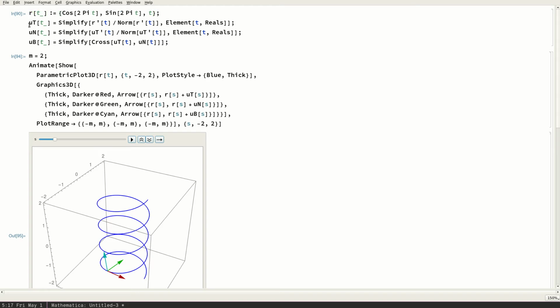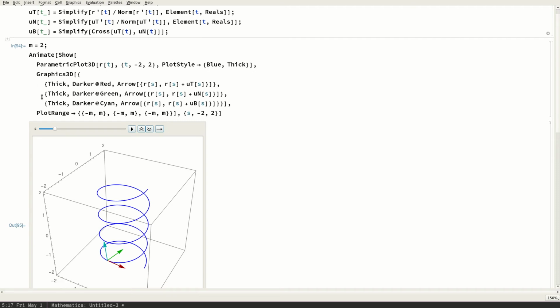And in Mathematica, I define the unit tangent vector. It's the derivative of the vector valued function divided by its length. The unit normal vector is the derivative of the unit tangent vector. And the unit binormal vector is the cross product. So I define these functions, and I plotted the curve along with the vectors.